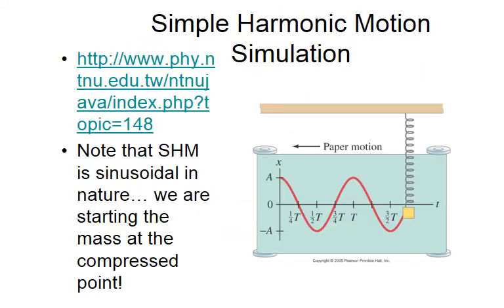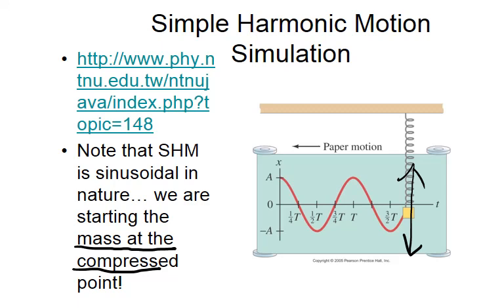So as we take a look at the motion of an object that's in simple harmonic motion, we are taking a look at a system that's actually a sine curve. What happens is we're starting the mass at the compressed point, and then we're releasing it. So this mass is going up and down, but we started at the top position.